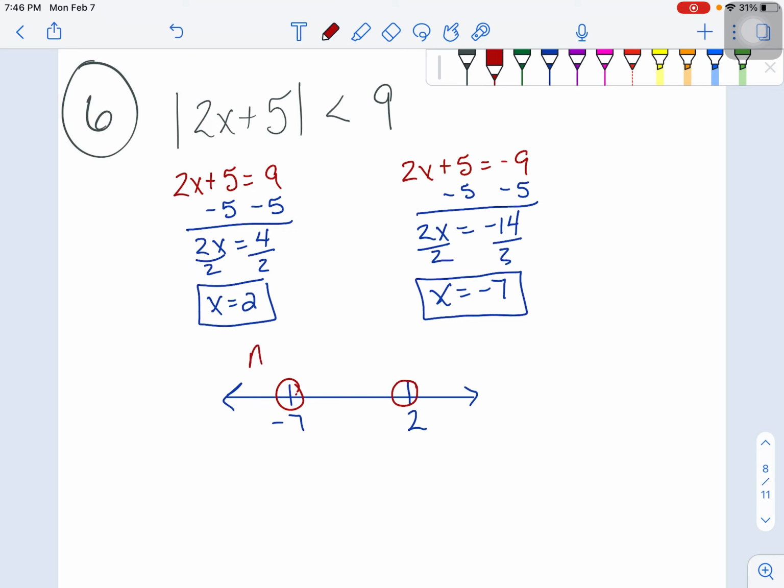And now I have section A, B, and C. So I'm going to test one of these sections. I'm going to test section B. And any point that's in section B, I would say 0's in section B, right? 0's right in there.